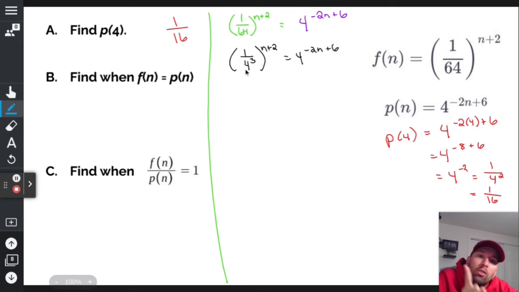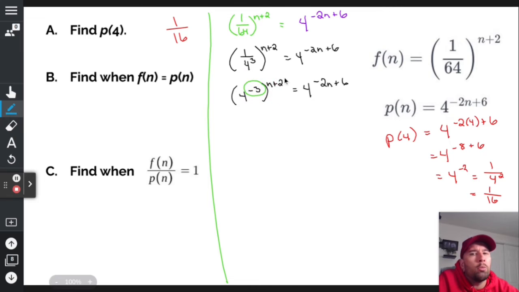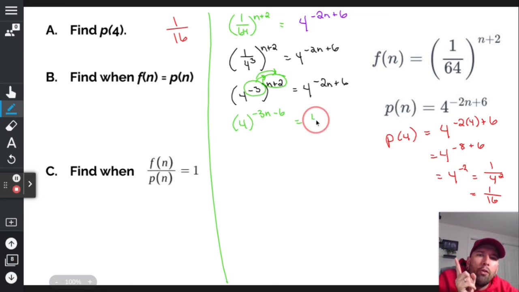Now, that's not 4, that's 1 over 4. So let's move this guy up and make its exponent negative. Okay, 4 to the negative third to the n plus 2 equals 4 to the negative 2n plus 6. Now, is that 4? No, because it's 4 to the negative third. I need to get rid of that negative third. We already know from a previous problem that if I have an exponent to an exponent, you multiply exponents. But do be careful, because you have to make sure you distribute. So this becomes 4 to the negative 3n minus 6. That's going to equal 4 to the negative 2n plus 6.